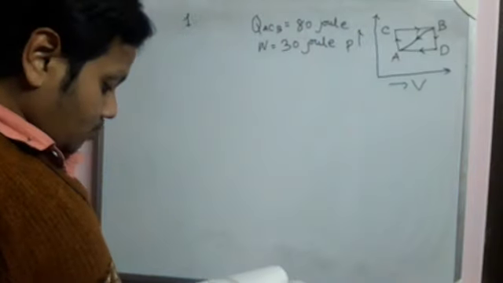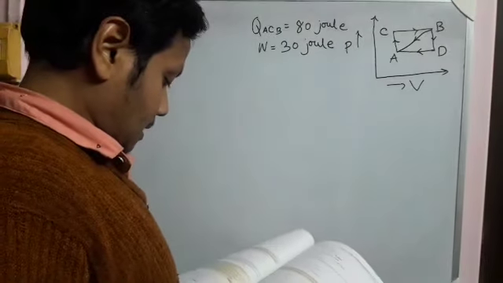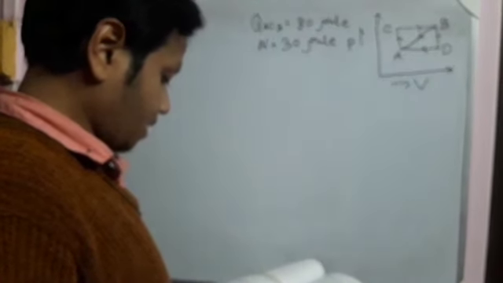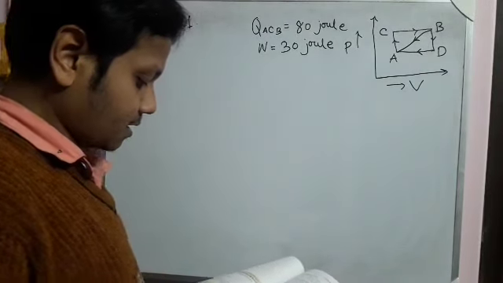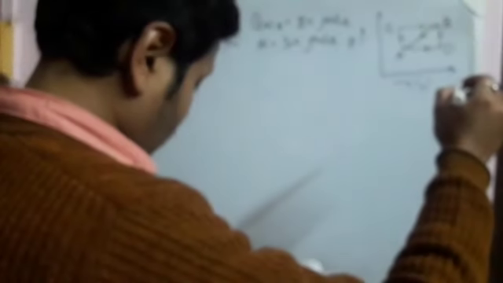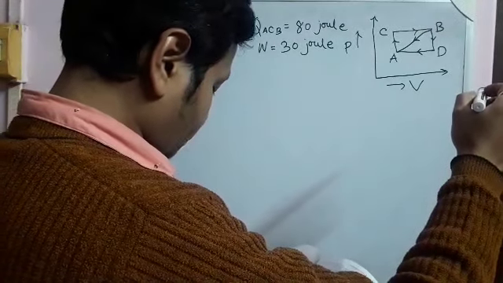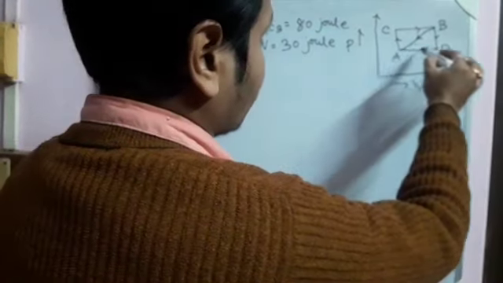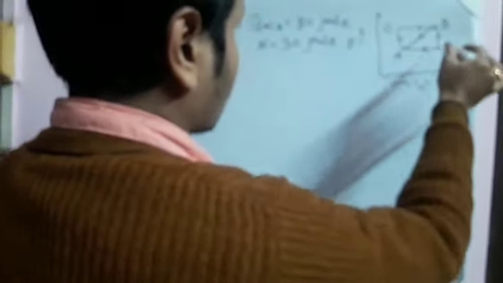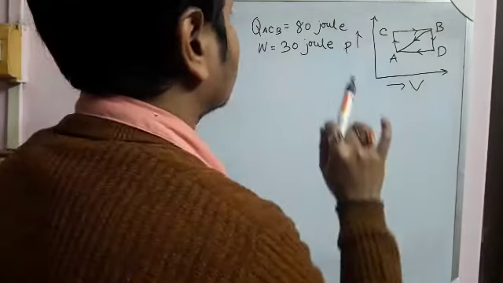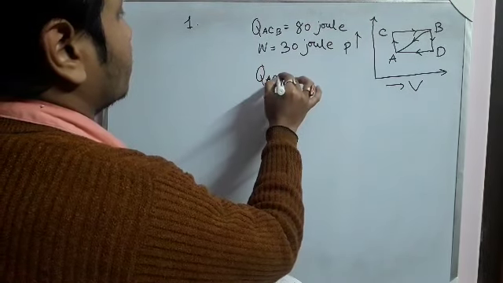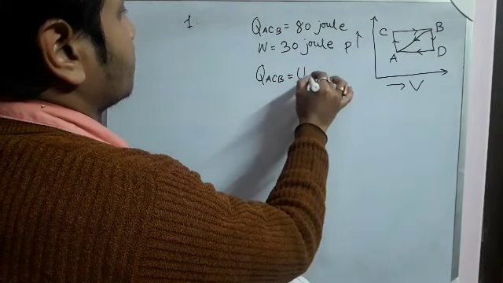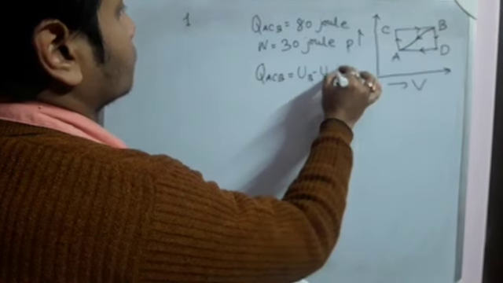Here we have to find out how much heat flows into the system along the path ADB if the work done is 10 joule. That means along this path. So at first we have to find out the change in internal energy. Now from the first law of thermodynamics, Q is the change in internal energy plus work done.